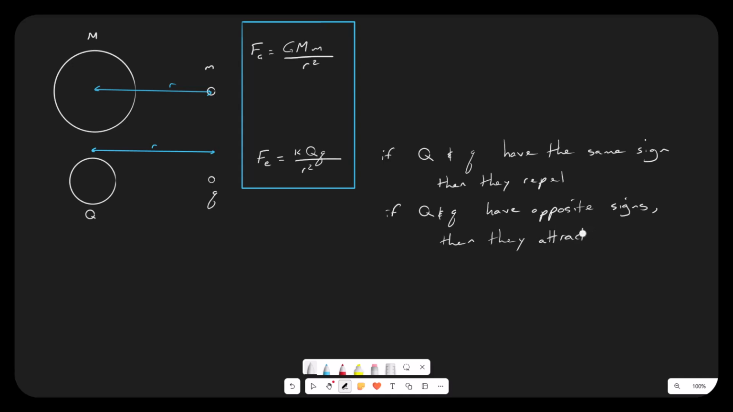The force is most definitely going to be along the line that separates them. So if I've got an object here and I've got an object here, this one will feel a force in this direction or in this direction, depending on the sign of the charges, but it's not going to feel a force over here. That doesn't make sense. It has to be on the line that connects the two.